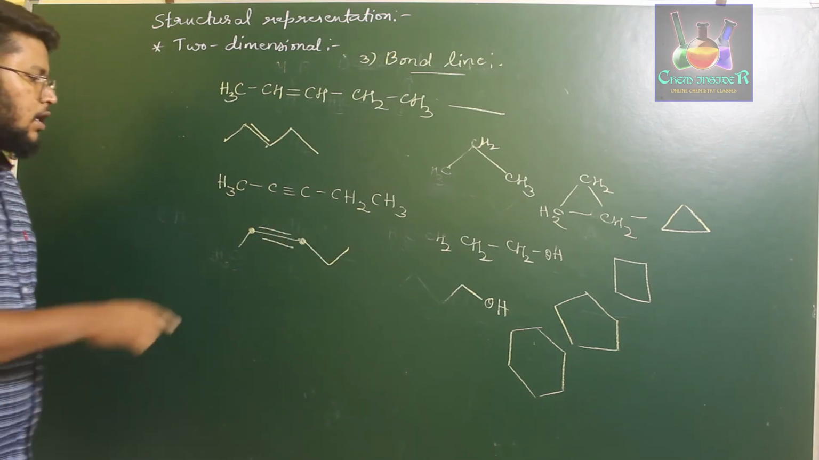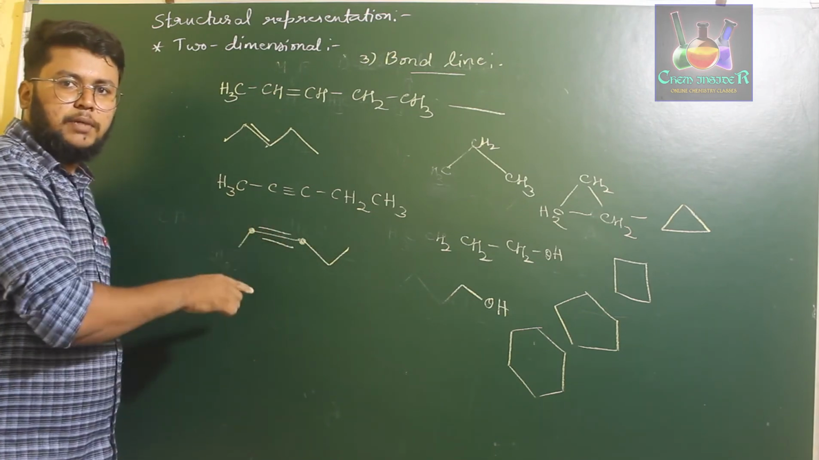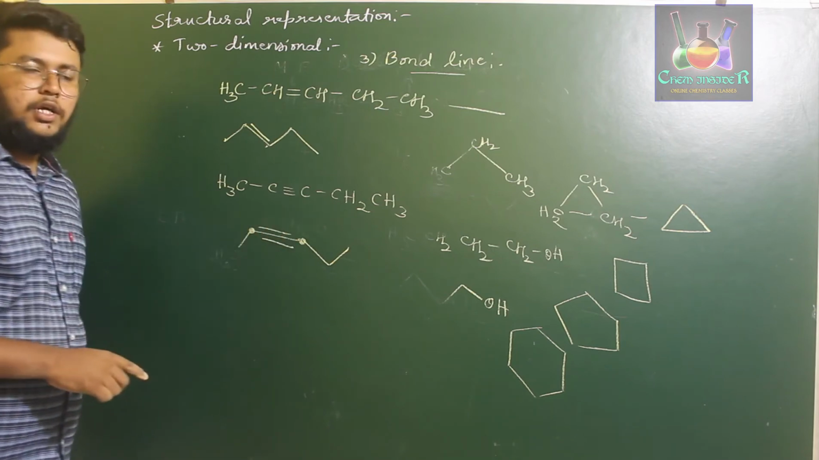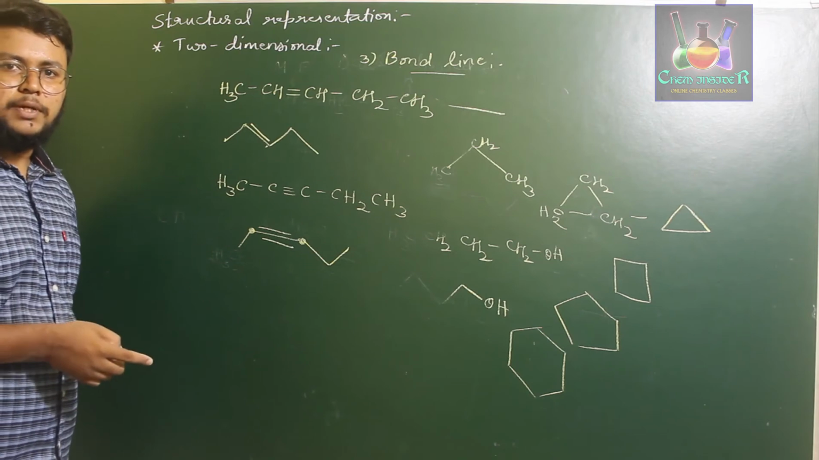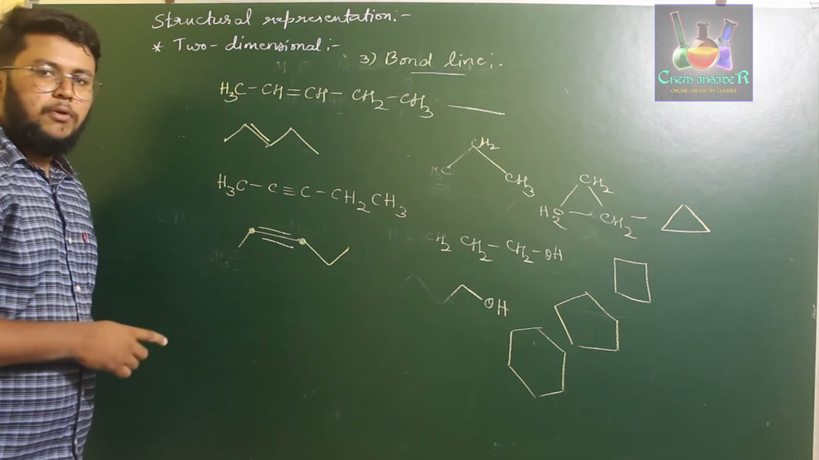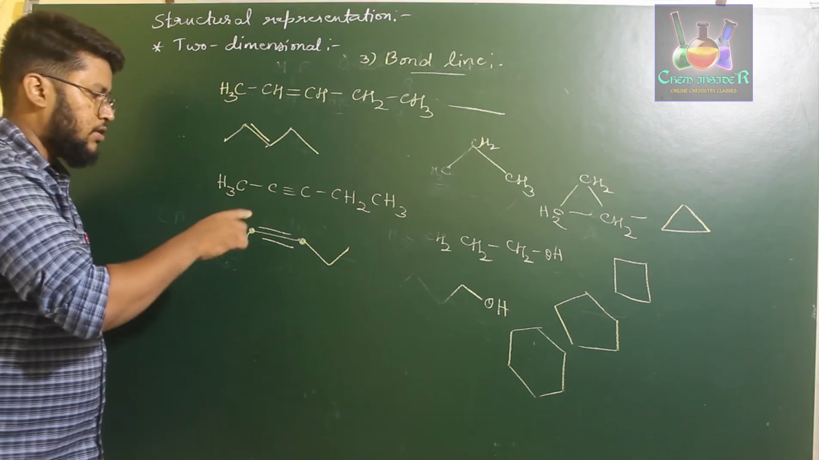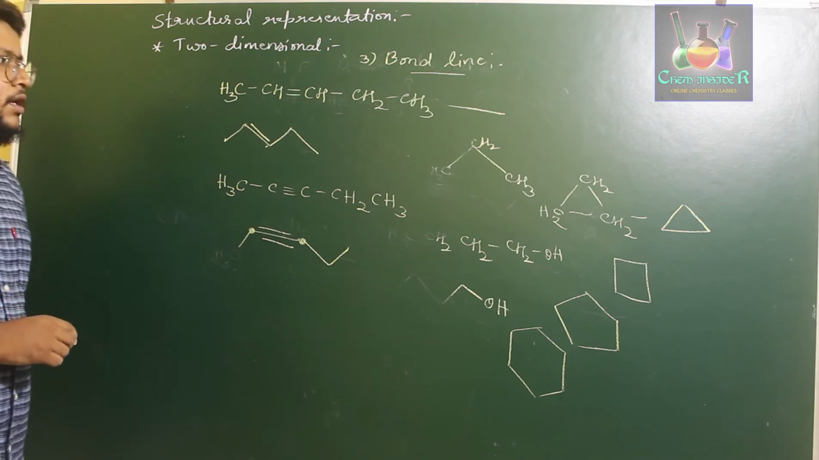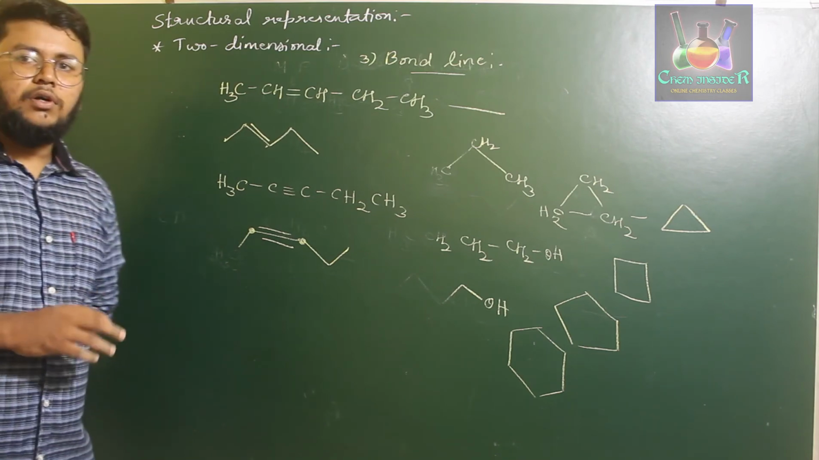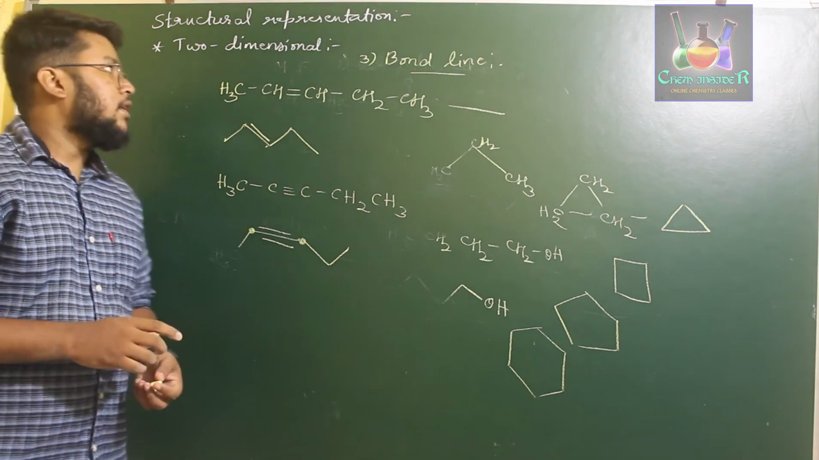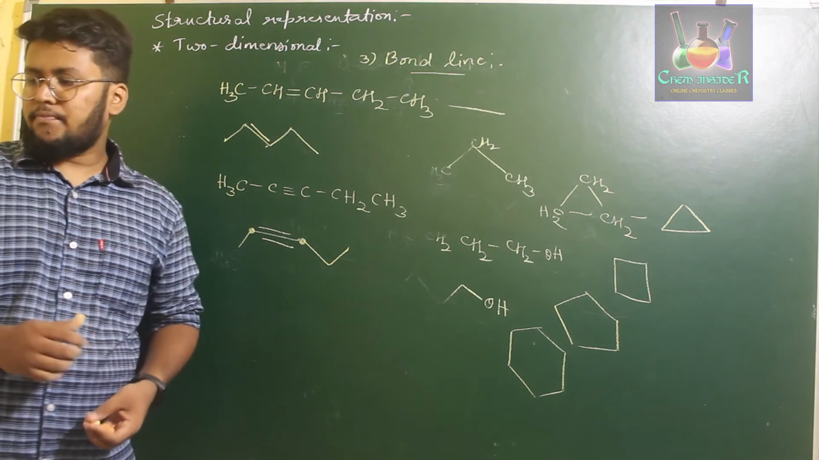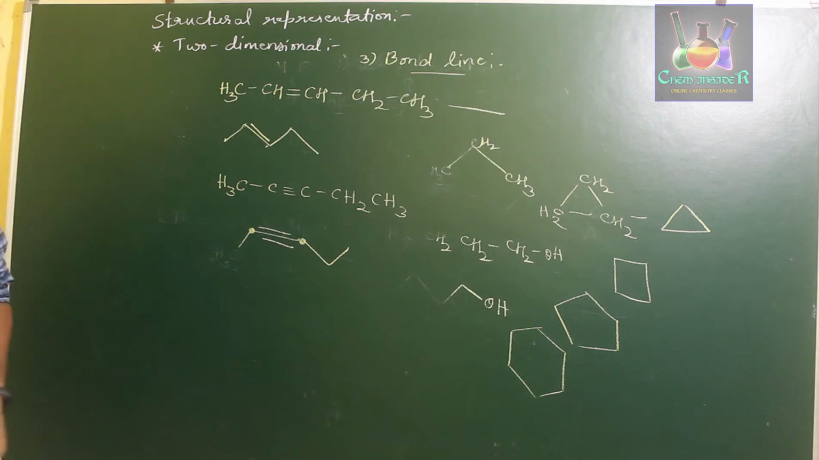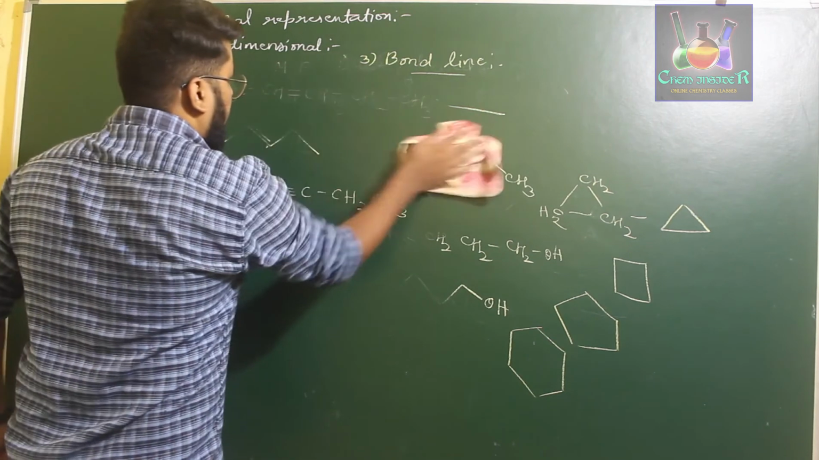Always remember, a triple bond has to be always represented in a horizontal position. It should not be present in a zigzag manner. Double bonds and single bonds can be represented in zigzag manner, but triple bonds are always represented in horizontal manner. So these are the examples for bond line representation, which is the two-dimensional representation. Next is three-dimensional representation of organic compounds.